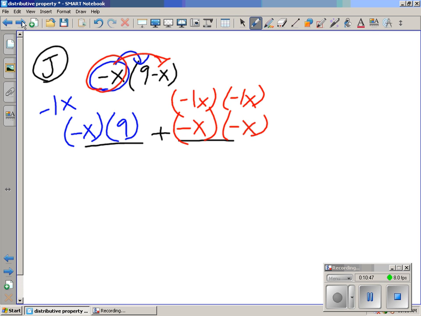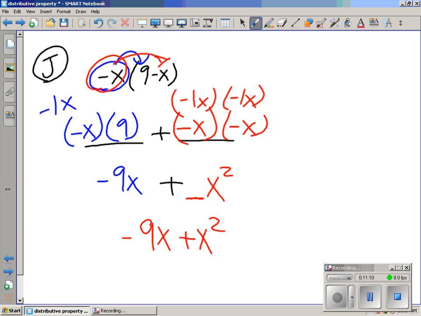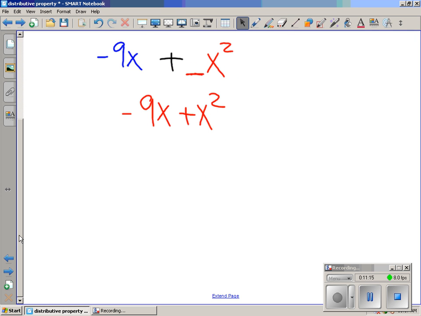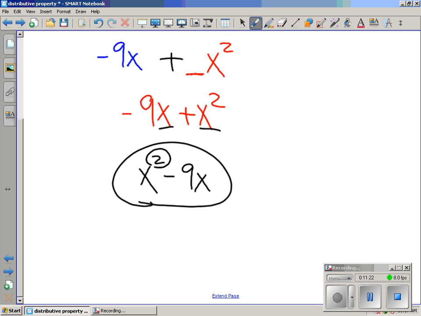Well, negative 1 times 9 is negative 9. So you have a negative 9x. And then a negative 1 times a negative 1 is a positive 1. Positive 1x squared. And once again, I'm going to leave off that coefficient of 1 because it's unnecessary. So the answer is negative 9x plus x squared. Now thinking about what I just said in the last example, if you ordered it according to the variable x, the proper way to order it would be x squared minus 9x, so that it goes 2 and then 1.